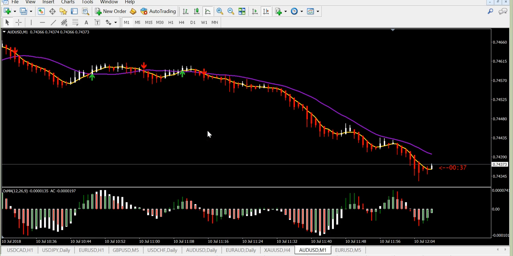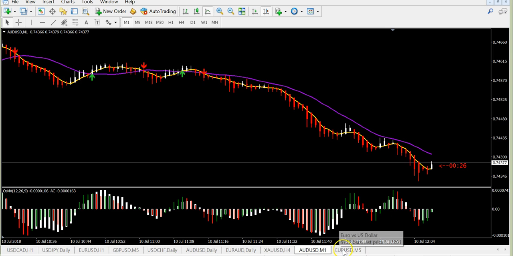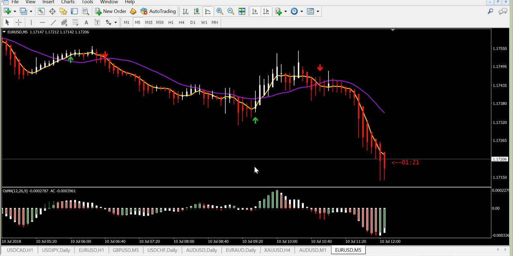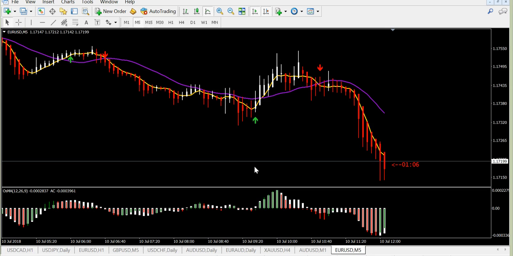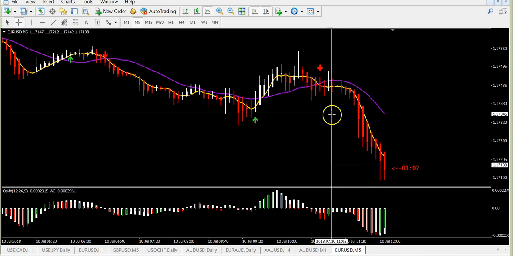But in my experience, I suggest that you use a minimum 5 minute time frame to trade because it's much safer. You know, on the M1 time frame, price can go suddenly up, down, it's not so stable. M5 is the minimum I suggest. So let's see the rules.